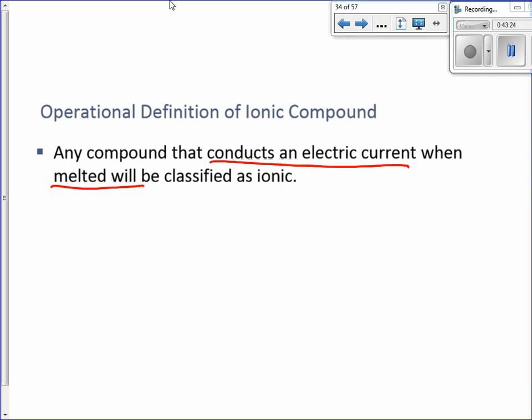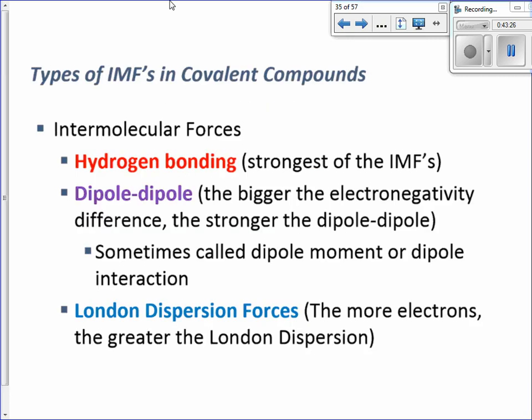Alrighty, on to some wonderful intermolecular forces. I know you wanted to recall these fun things. Hydrogen bonding, dipole-dipole, London dispersion. Okay? Hydrogen bonding, strongest of the IMFs, but there's only a few cases of hydrogen bonding. H having FON, yes, FON with H. There you go.